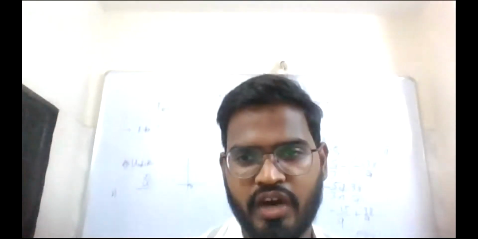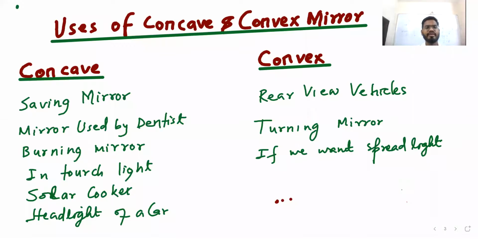Fine. So now we can say shaving mirrors and mirrors used by a dentist. They also want to see one specific tooth, so a concave mirror is used. Burning mirrors: suppose by the use of mirrors you want to burn something, you will have to concentrate the rays of light, so you'll use a concave mirror. In a torch light, there also you want light specifically at some point.